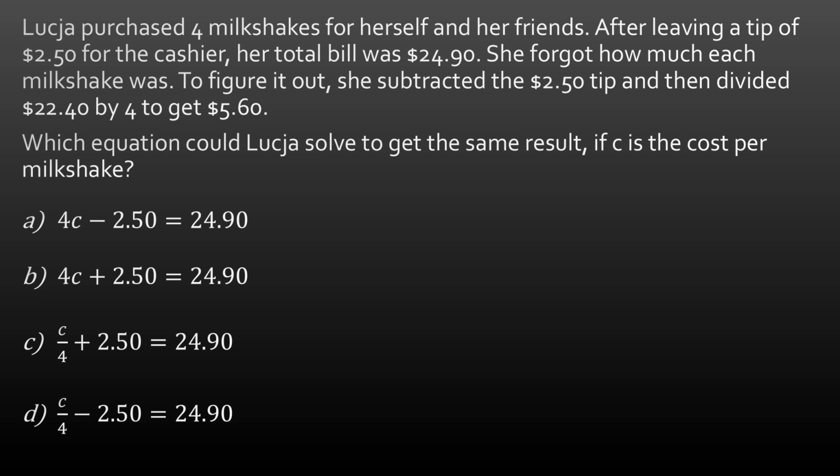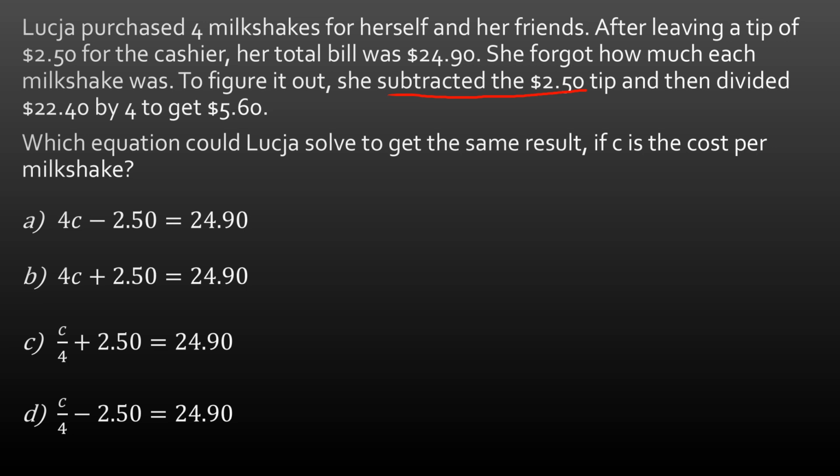So for this problem as well as the next one, we kind of have to think backwards, right? When we're solving equations, we're doing the opposite of the math that we see. So the first step that it said she did was she subtracted this $2.50, right? So if I'm subtracting, when I have my equation, I need to see the opposite of that.